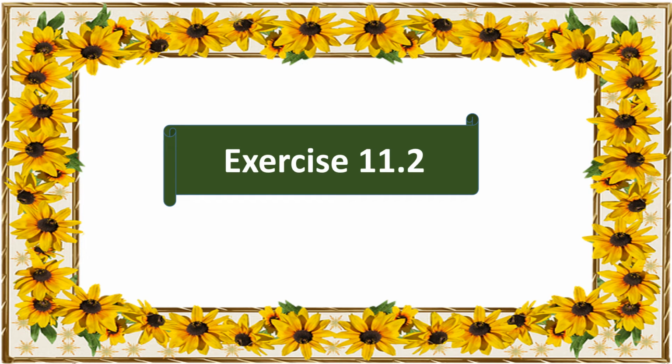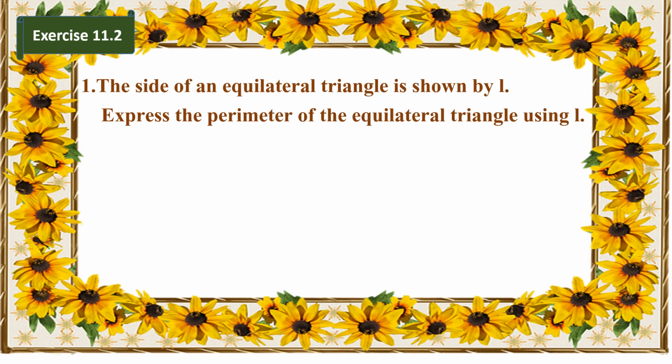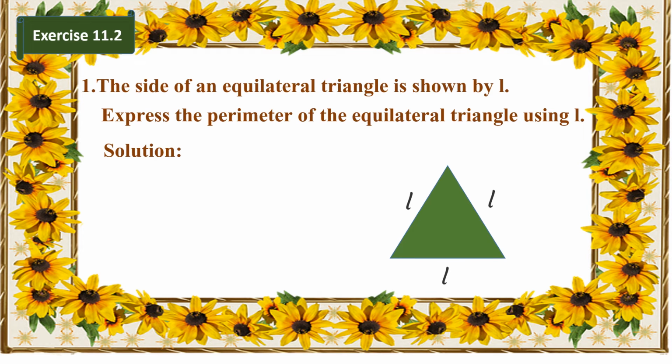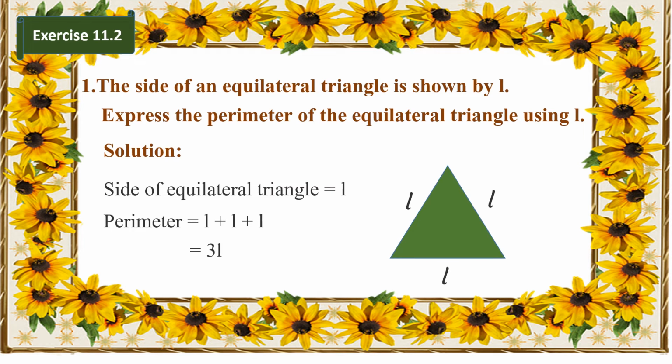Now let us move on to exercise 11.2. The side of an equilateral triangle is shown by L. Express the perimeter of the equilateral triangle using L. So perimeter means what? Sum of all the sides. Let us draw one equilateral triangle. It is given L is the side, isn't it? L, L. So what is the perimeter? Sum of all the sides means L plus L plus L. So that is 3L. So 3 into L. If you know the side, you can multiply 3 into that length. You will get the answer.